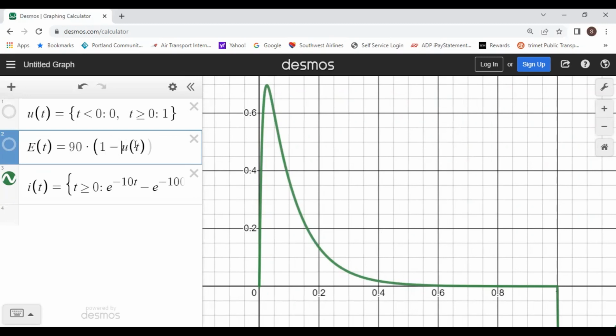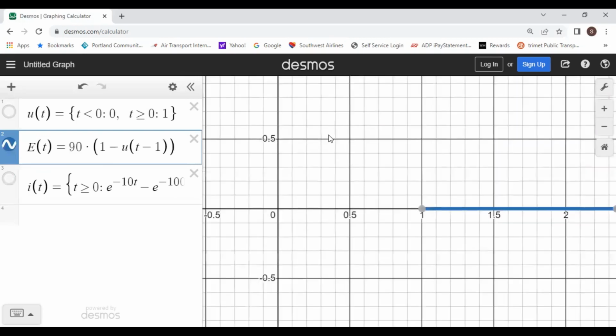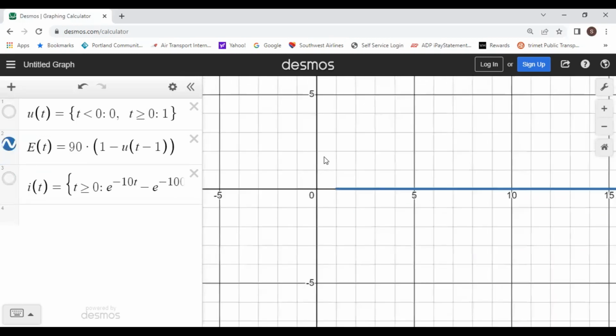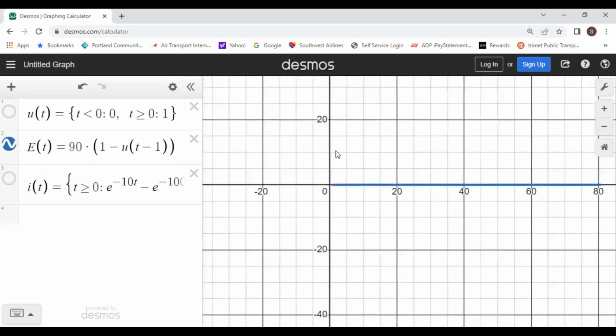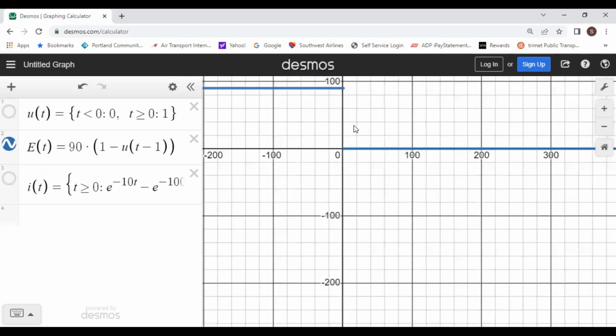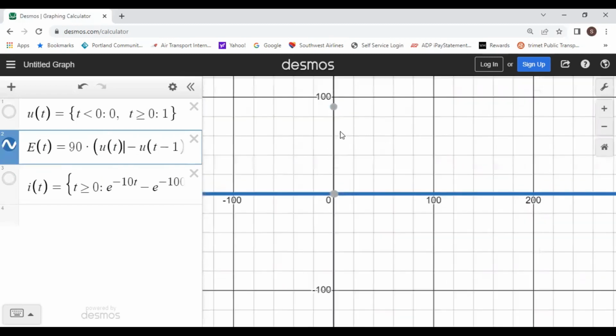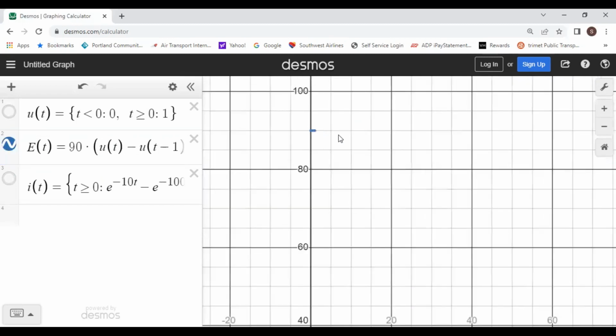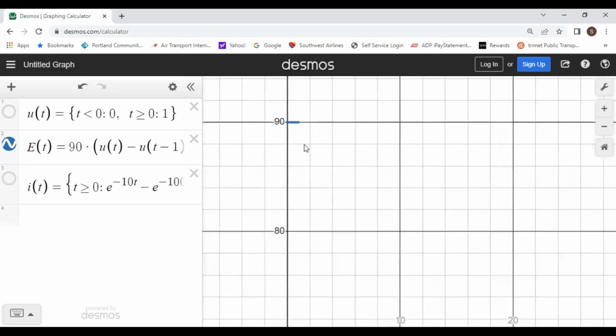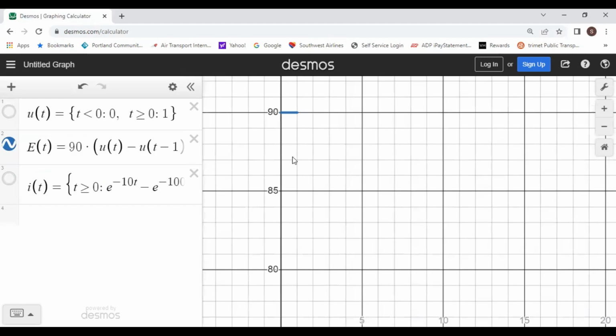Let's say 1 minus u of t minus 1. Okay, so sorry about that. It's misreading the thing. So if we look at the actual voltage here, essentially it gets turned on and then turned off. And if you wanted, you can make it make a little bit more sense by putting it at that. So it's essentially just on for the 1 second. For the 1 second, the switch is closed and the circuit is hooked up to the battery.